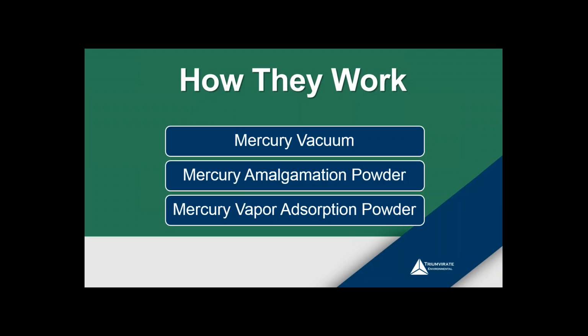And then the next step would be the application of mercury vapor adsorption powder. This powder consists mainly of granular activated carbon, and the granular activated carbon demonstrates a high mercury absorption property, which will adhere mercury ions. So after the removal of the elemental mercury, the mercury vapor adsorption powder is applied to the spill area and ideally left for some time, maybe overnight, which will completely suppress any mercury vapor.